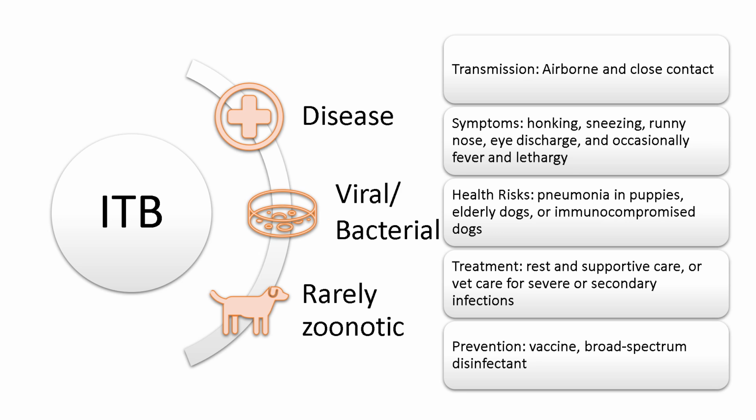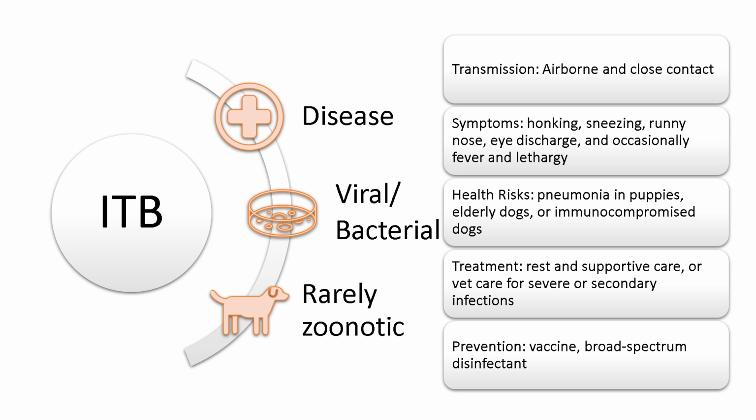The main symptom is a persistent honking cough that can sound like a goose honk. Other symptoms may include sneezing, runny nose, eye discharge and occasionally fever and lethargy. Kennel cough is generally mild but can develop into pneumonia in puppies, elderly dogs or immunocompromised dogs. Severe cases may require medical attention, but it is rarely life-threatening in otherwise healthy dogs.